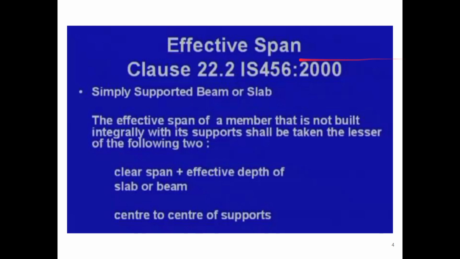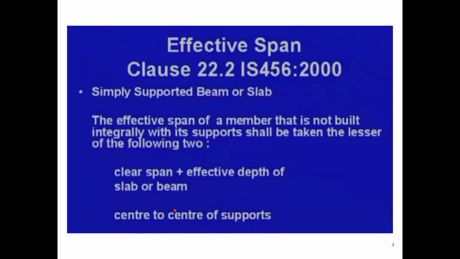One of the most important terms we have to understand is the effective span. So what is an effective span? For that we will be referring to the IS 456 2000 code, clause 22.2. As per this, for a simply supported beam or slab, the effective span of a member that is not built integrally with its supports shall be taken as the lesser of the following two: clear span plus effective depth of slab or beam, or center to center of supports.